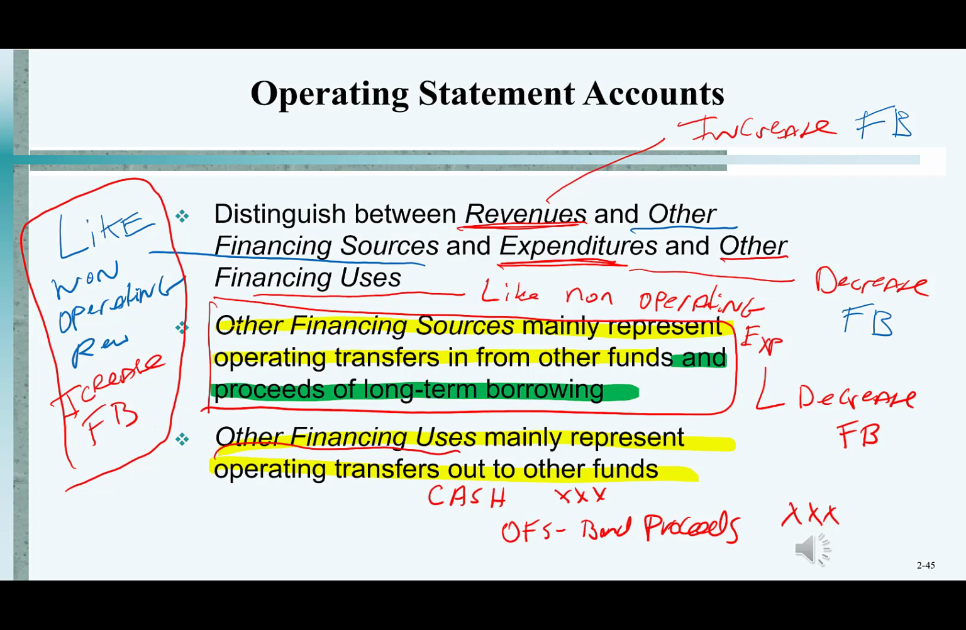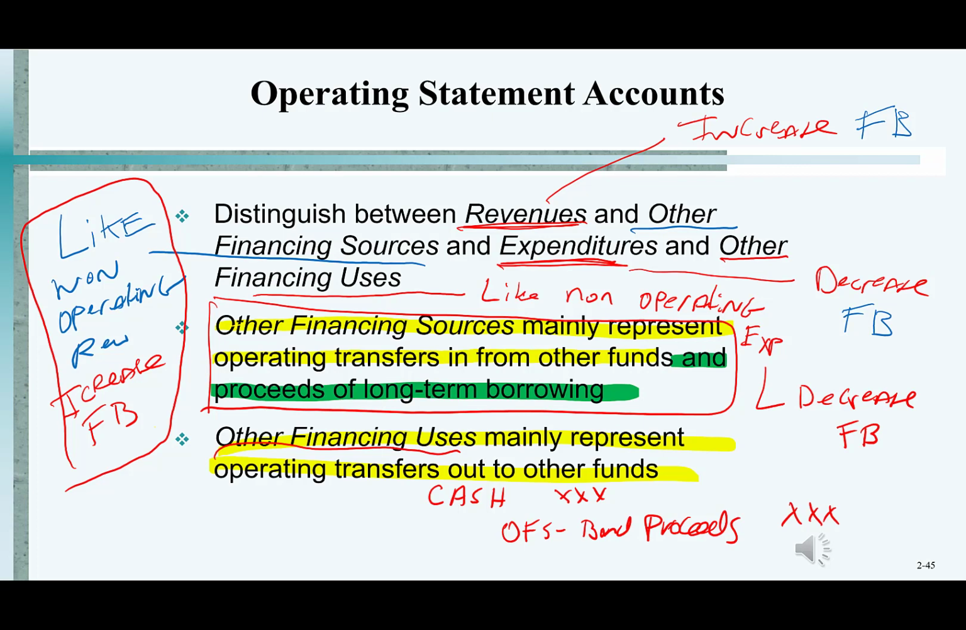We have other financing sources, which are like non-operating revenue, so they increase fund balance. Other financing uses are like non-operating expenses, they decrease fund balance. That's it, guys. Don't overthink that. We're just using different terminology for our non-operating revenues and our non-operating expenses. We're calling them other financing sources and uses.